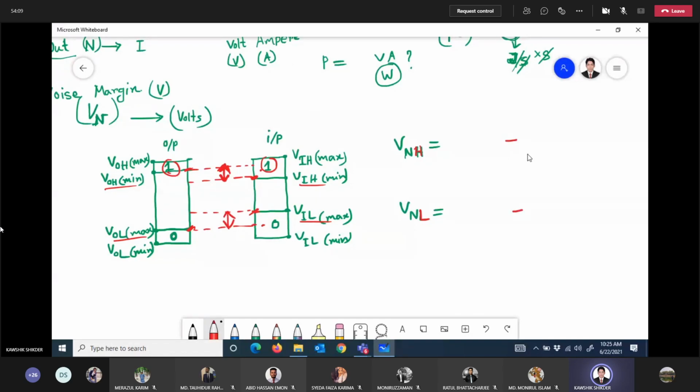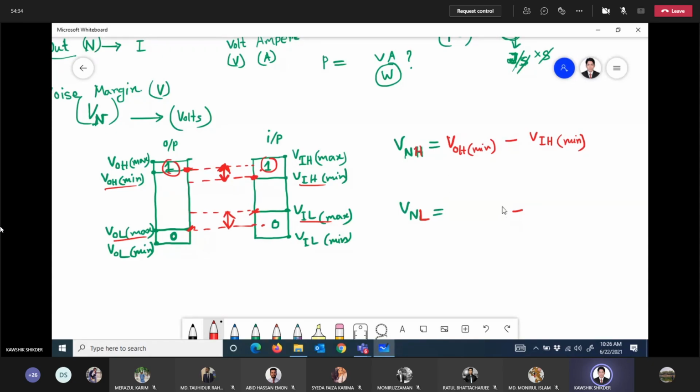Difference means the sign should be negative, or minus. So the first one is VOH minimum minus VIH minimum. Got it? VOH minimum, the upper one, minus the lower one, VIH minimum. This is the high state noise margin.